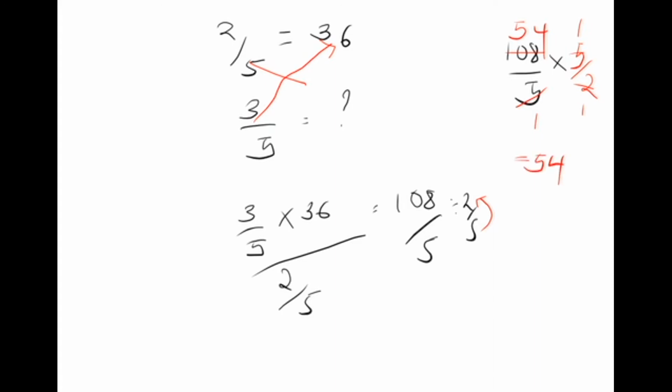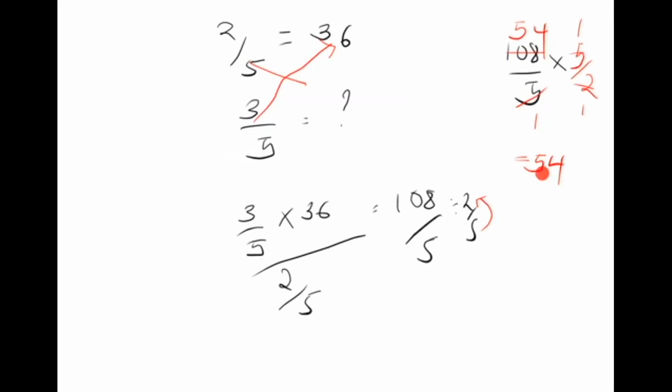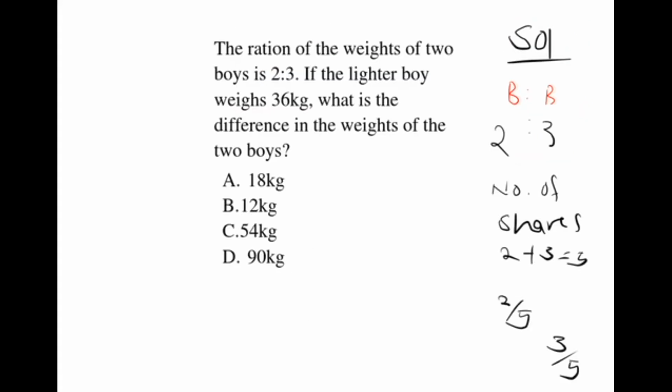And the question requires us to find the difference in the weights of the two boys. Therefore, we subtract the weight of the lighter boy, which is 36 kilogram, from the weight of the heavier boy, which is 54 kilogram. Therefore, we subtract 54 minus 36. We shall have 18. So their difference is 18. Hence, our correct answer is A, 18 kilogram.